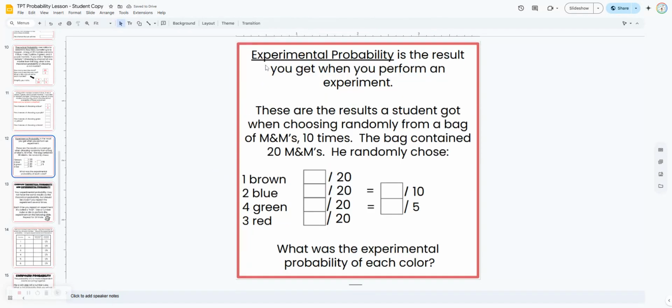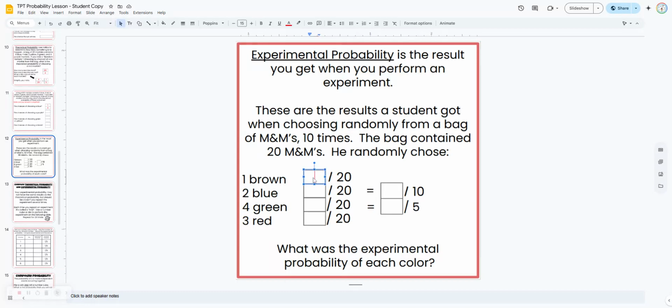Now we've got experimental probability. This is the actual results of an experiment. So here we have a student who had a bag of M&Ms, and he or she chose from the bag 10 times. And this is what they got.